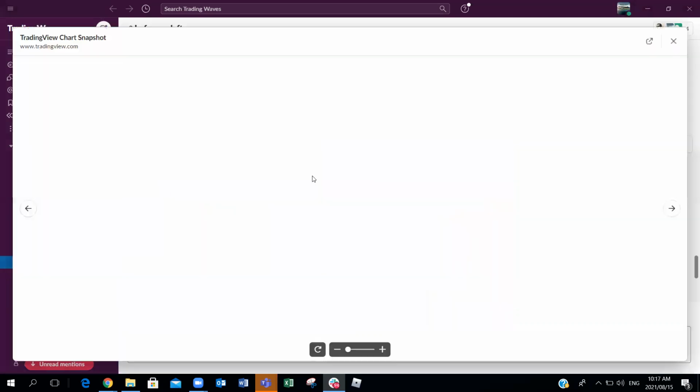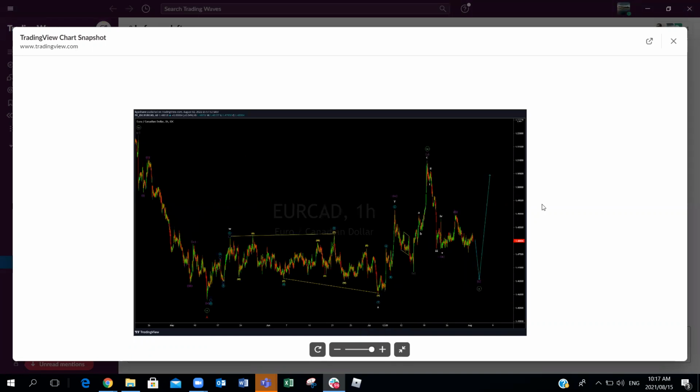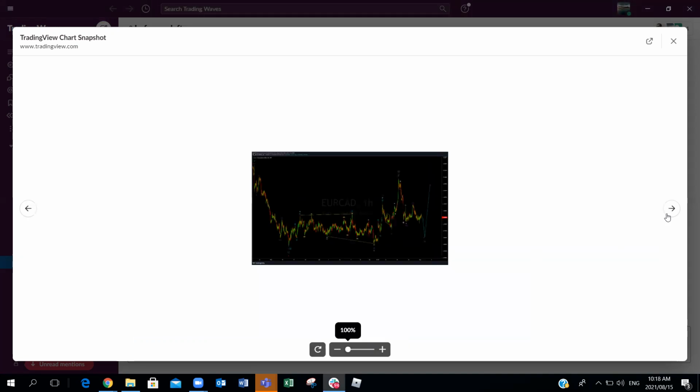Let's have a look here at Eurocad. So Eurocad was an interesting one. Let's make this one bigger here. I don't know why my Slack is behaving like this today. Right, so we're looking for this one to make a move to the downside, but what we've got here first is that we've made a move to the upside. So we made a flat correction first before we got a move to the downside, and that is now this move here. Now the question is, are we going to get a bounce here? So let's have a look on the next chart and how this has played out.